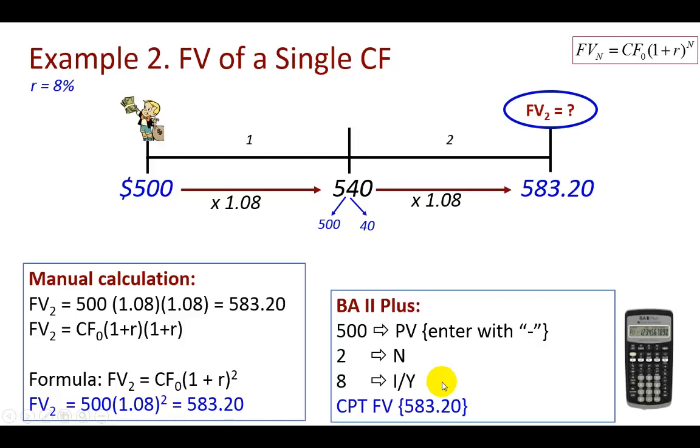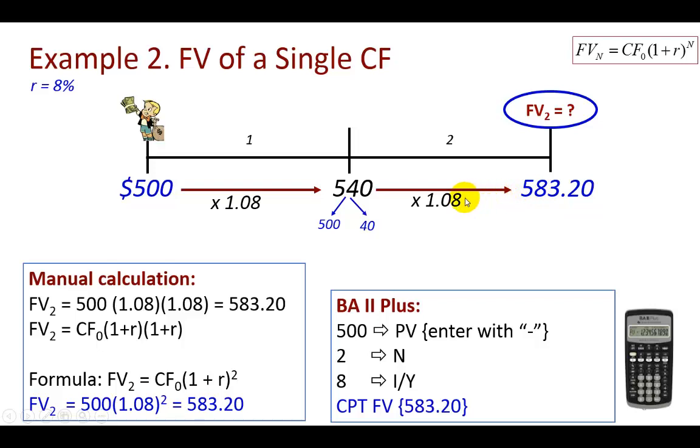Now in example 2, we wish to extend the investment period to 2 years. And the question is, what's the future value of a 2-year investment of $500 if we can earn 8% per year? As you can see, we first have to calculate the future value in the first year, and again in the second year.